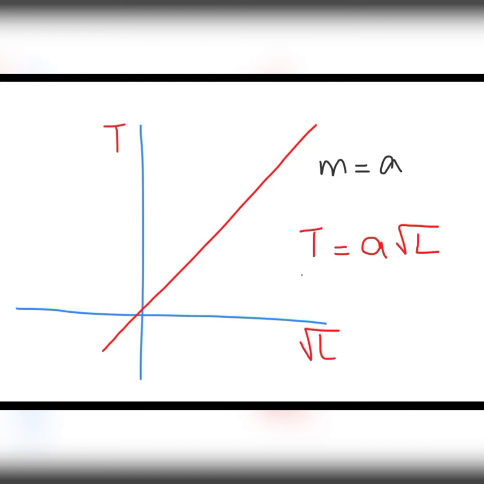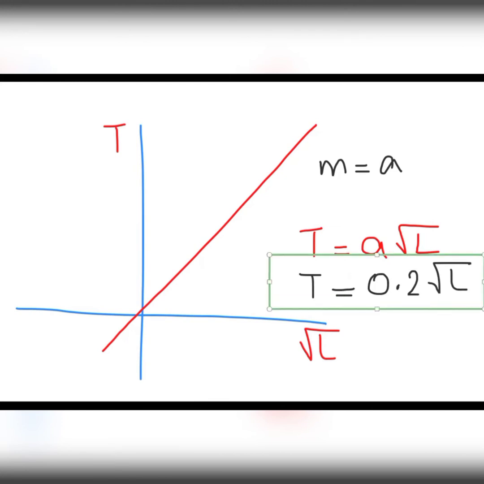And suppose the value of A comes out to be 0.2. So the equation of my line becomes T equals 0.2 into under root L. So this is the equation of my original curve. In this example, I converted a non-linear graph to a linear graph. So whenever I need to convert any curve, any type of equation, into a linear equation, it must be in the form Y equals mX plus c.